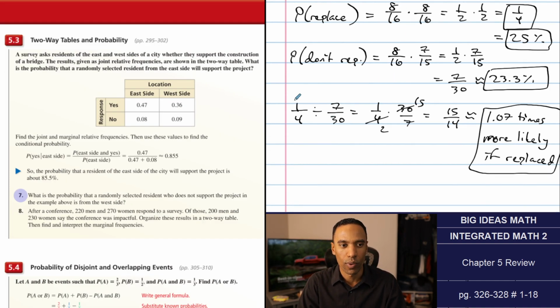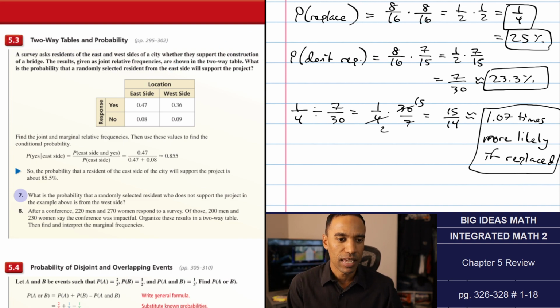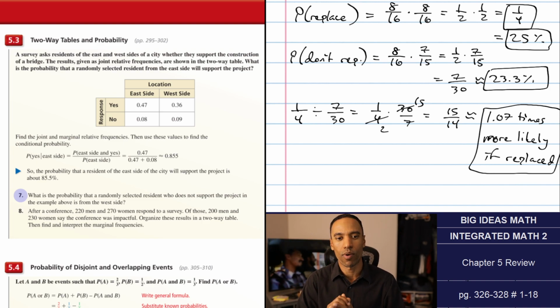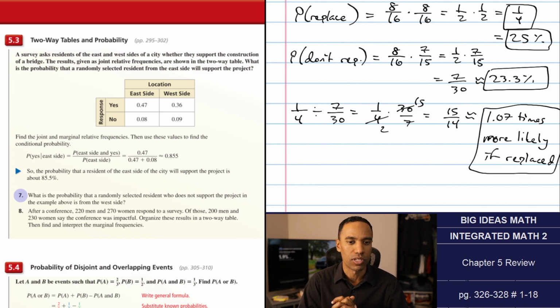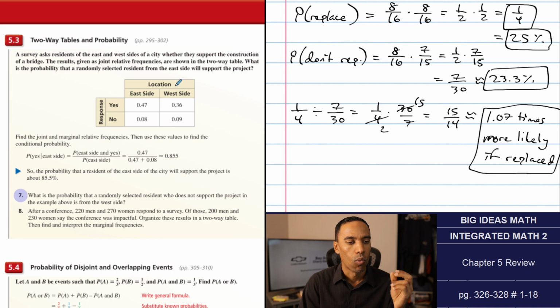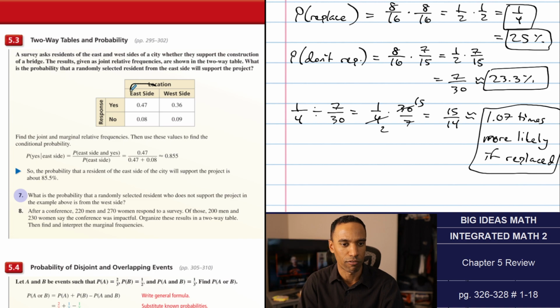Section 5.3 on two-way tables and probability. Here's the example. A survey asks residents of the east and west side of a city whether they support the construction of a bridge. The results given as joint relative frequencies are shown in the two-way table. So basically versions of probabilities, everything that adds up to 100% of all the survey responses. What is the probability a randomly selected resident from the east side will support the project? So we're not just looking at this 0.47. They said randomly selected resident from the east side. We're only looking at east side folk.